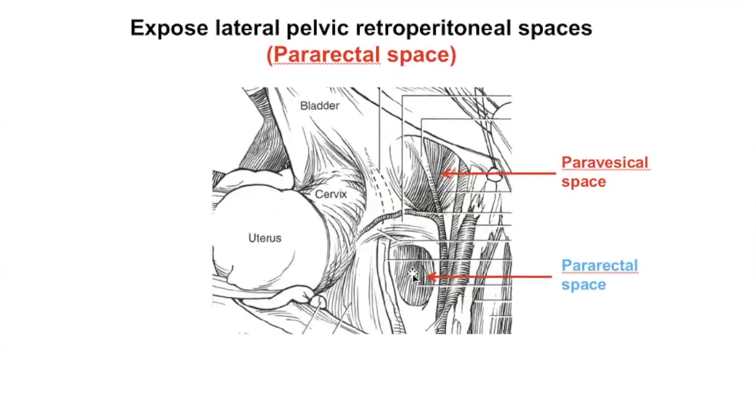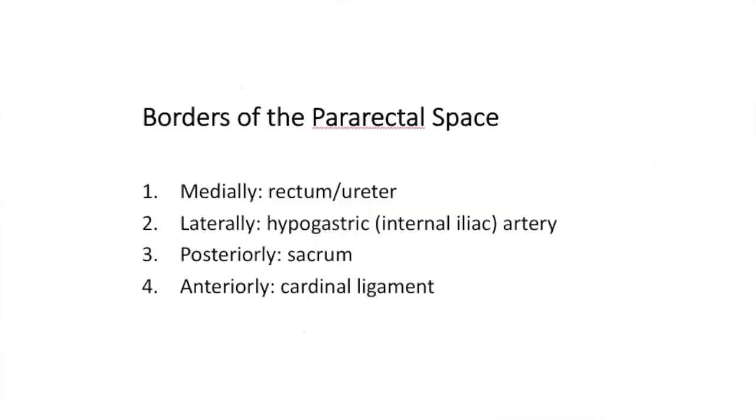The borders of the pararectal space are laterally, the internal iliac artery, medially, the ureter and rectum, posteriorly, the sacrum, and anteriorly, the uterine artery and cardinal ligament. And here's the pararectal space. These are the borders, as they were just named.